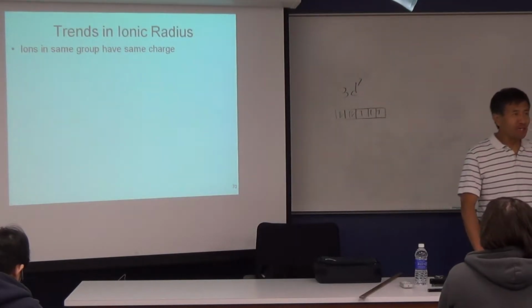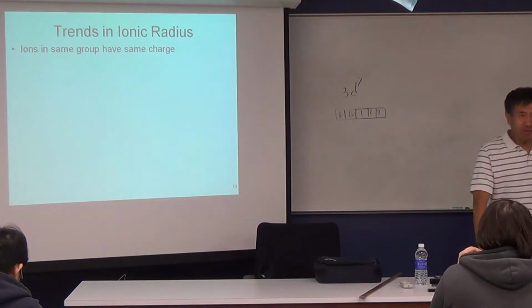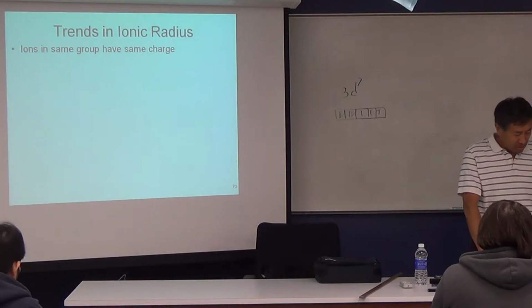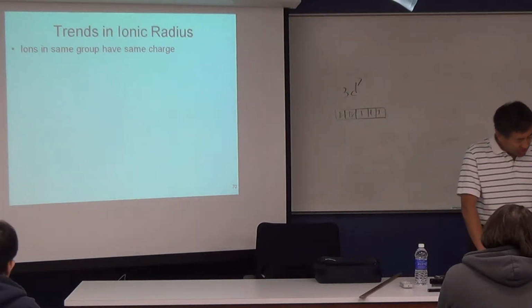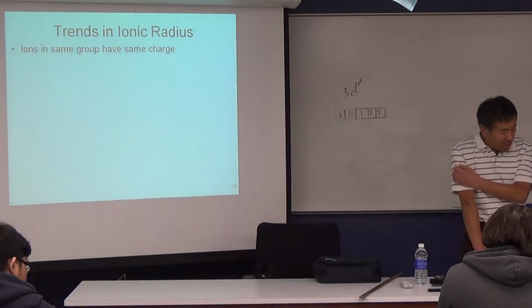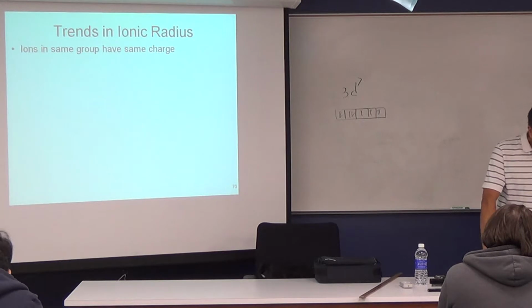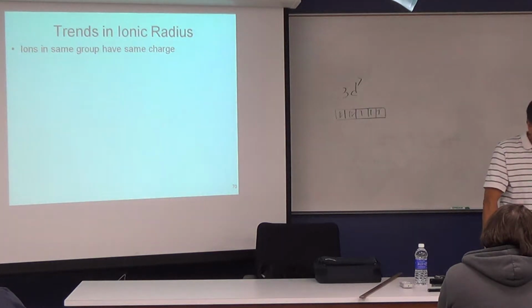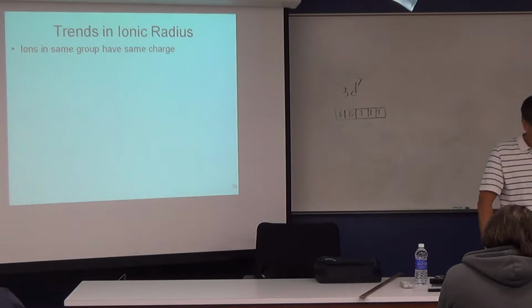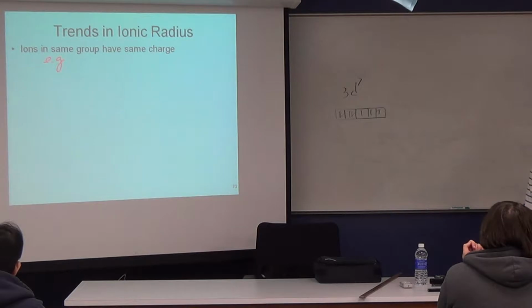Alright, so we are going to study another pattern. This chapter and the next chapter are about patterns: change in the ionic radius. I'm going to talk about 5 things about ions' radius. So first of all, ions in the same group have the same charge. You see some examples.